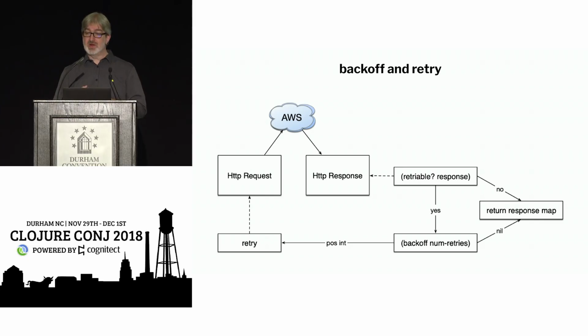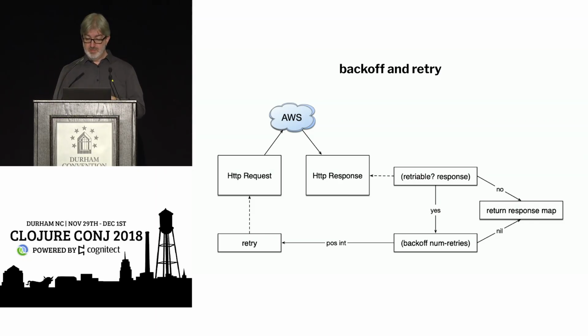So we have this retryable predicate that takes the response. If it is not retryable, we're going to just give you back the response. If it is retryable, whatever that means, and we'll talk about that in a second, then we call this backoff function, and that's going to give us one of two things. It's either going to give us nil, which is a signal that we're not going to retry, and we just give you back the response. If it gives us some positive integer, we're going to wait that number of milliseconds and then retry. And then we get the response, and the whole thing happens again.